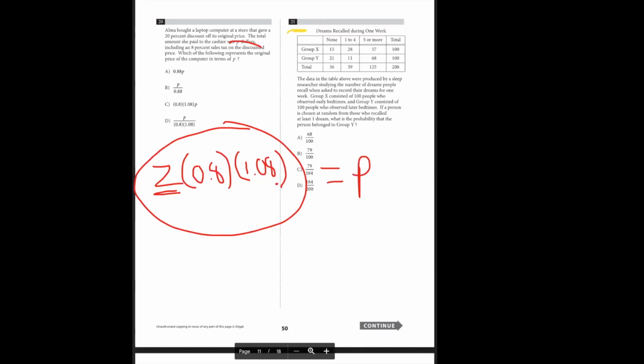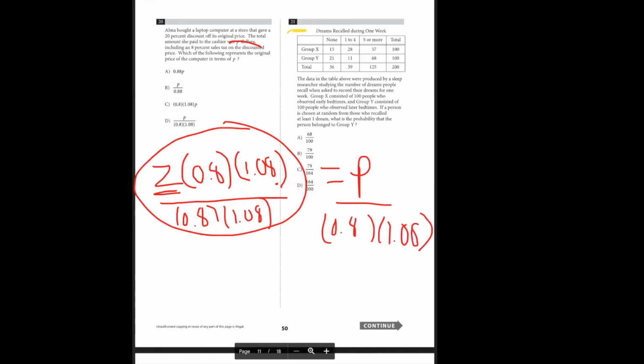Now it says we need to find the original price in terms of P, so all I'm going to do is isolate this. You have 0.8 here, you have 1.08 there. You divide by the same thing on both sides. Don't bother multiplying it out because, as you can see, all the answers have it unsimplified. So the original price is P over 0.8 times 1.08, which is this answer, D.